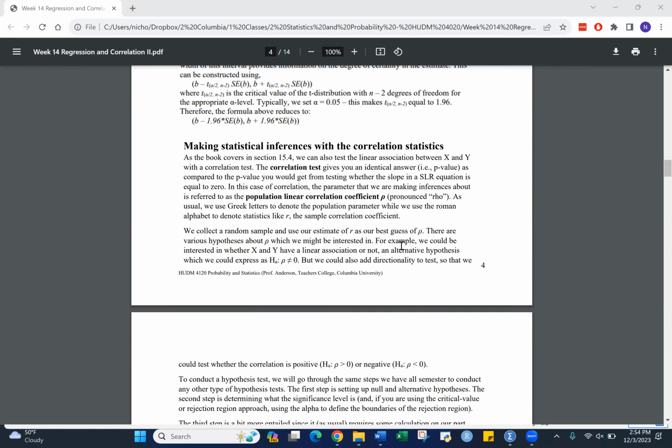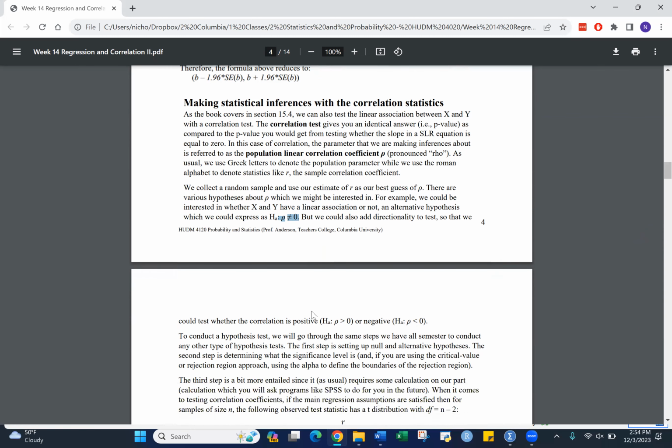First, you might want to know, is there just a linear association between X and Y? In that case, could rho be 0? Or is it some non-zero value indicating there would be a relationship or slope between X and Y? But we could also test whether the correlation is positive or negative. You'll notice that the alternatives have directionality. Just like before, the null is always the parameter equals 0. The alternative can be not equal to 0 or be directional like this.